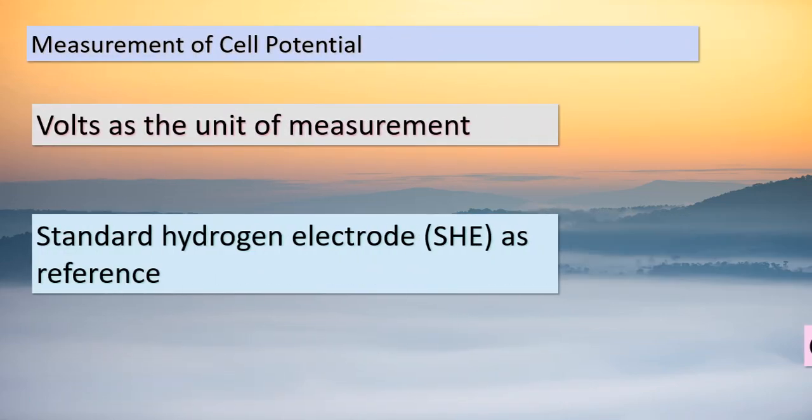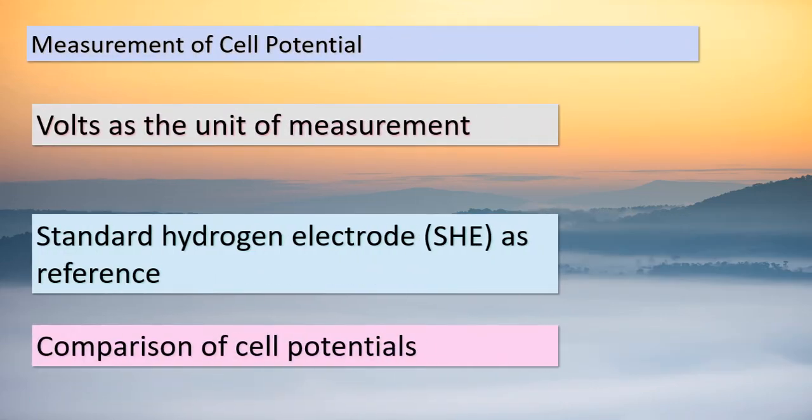Fantastic learners! Let's talk about how we measure cell potential. As you know, we quantify cell potential in volts, the universal unit for electrical potential difference. To establish a point of reference, we use the standard hydrogen electrode, SHE. This helps us compare cell potentials between different setups.